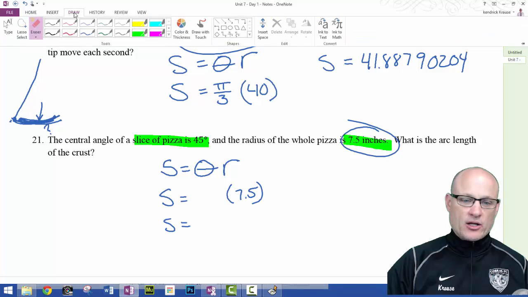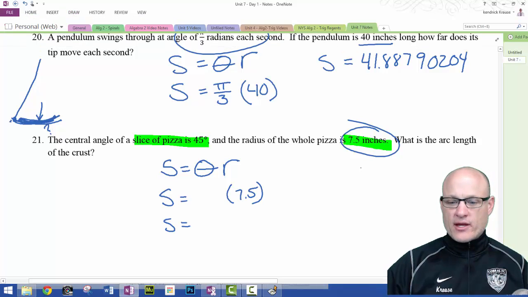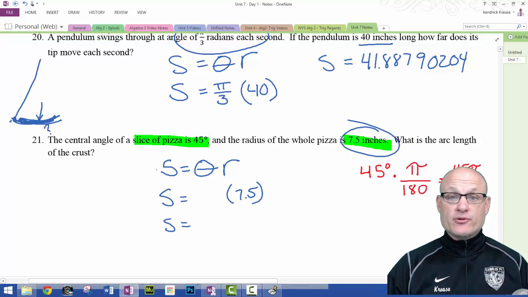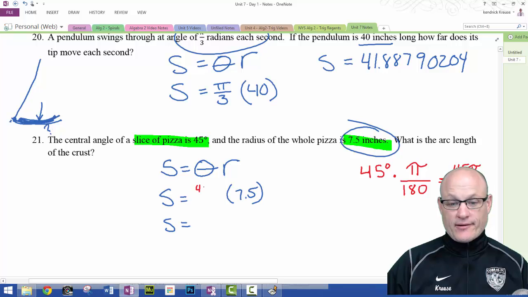I said a little while ago that the one thing you have to make sure of is that your theta must not be in degrees. It must be in radians. So you have to convert this. Now I want pi, so I'm going to put pi in the numerator. Pi is radians. So I'm going to multiply by this. Now you don't have to reduce this. It is 45 pi over 180. Later on, you're going to want to always reduce it. In this case, it's pi over 4. But let's say I didn't know that. I just know it's 45 pi over 180.